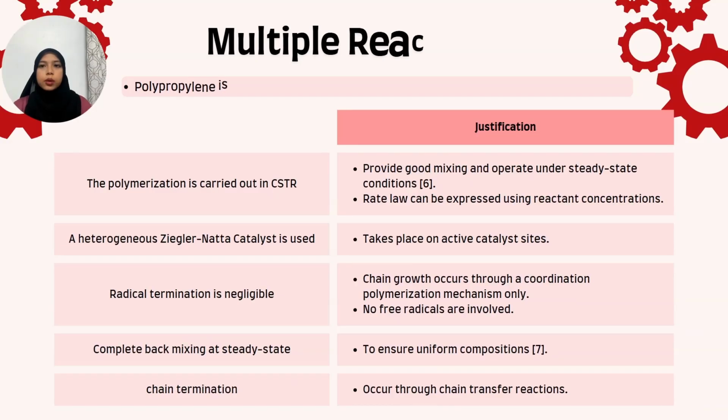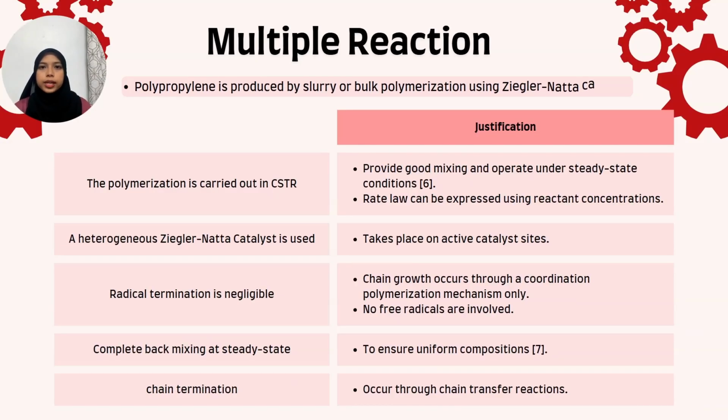So for this part, I will explain the reaction system, catalyst use, and the reaction kinetics involved in polypropylene production. Polypropylene is produced by slurry polymerization using Ziegler-Natta catalyst in the CSTR because it provides good mixing and operates under steady state condition, which means temperature and composition remain uniform throughout the reactor.